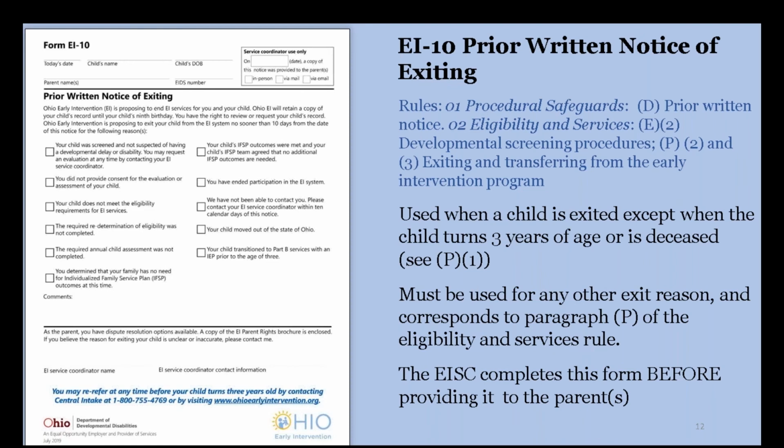This form must be used for any other exit reasons and corresponds to paragraph P of the Eligibility and Services Rule. When a child is transferred to another county, this is not referred to as exit in rule. However, at the local level, a county would exit the child from their program and add an exit in EIDS. In this situation, EI-10 is not needed. The EI service coordinator completes this form before providing it to the parent or parents. The parent does not have the option to waive prior written notice in this situation.